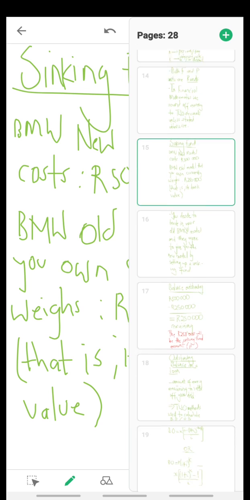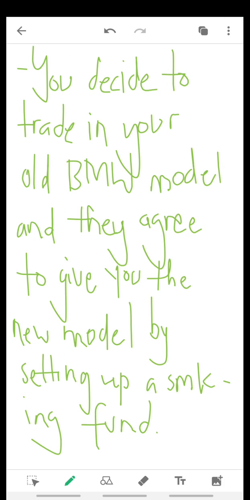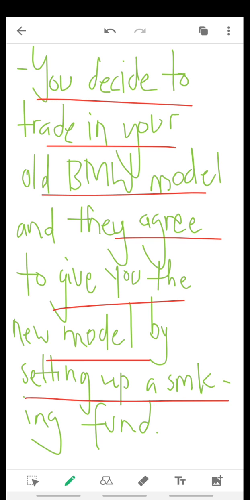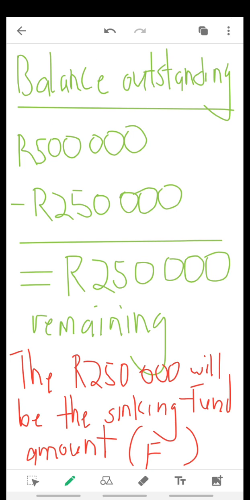So what are you going to do if you want the new model? It means you decide to trade in your old BMW model, and they agree to give you the new model, meaning they are going to set up a sinking fund. Why? This is what is going to happen. You take the price of the new model minus the price of your old model. Then the outstanding balance will be 250,000. That is how much you will still need to pay.